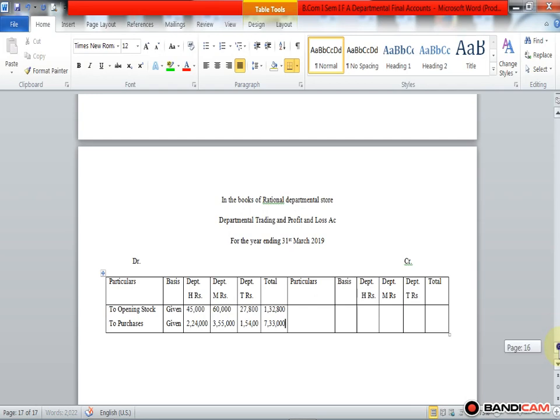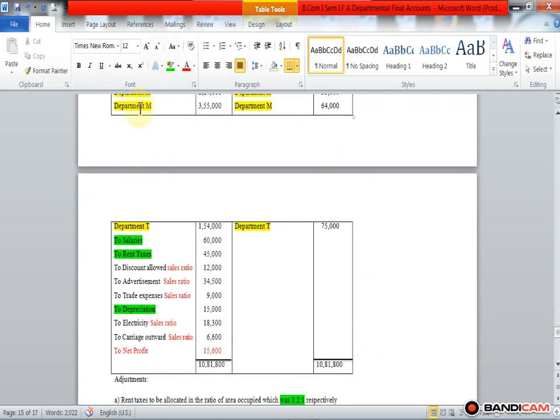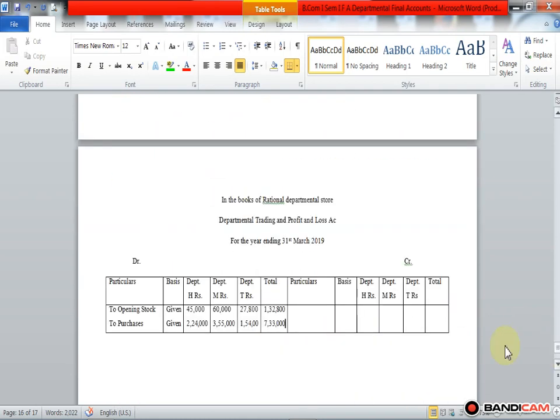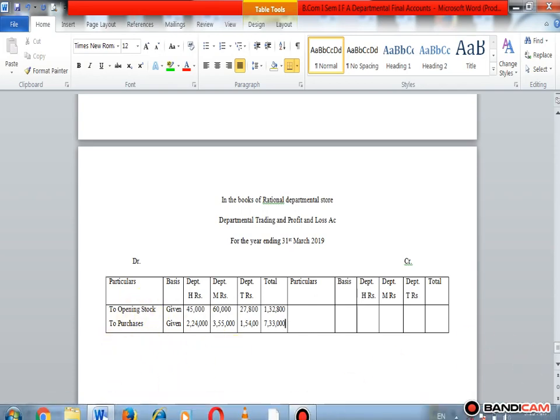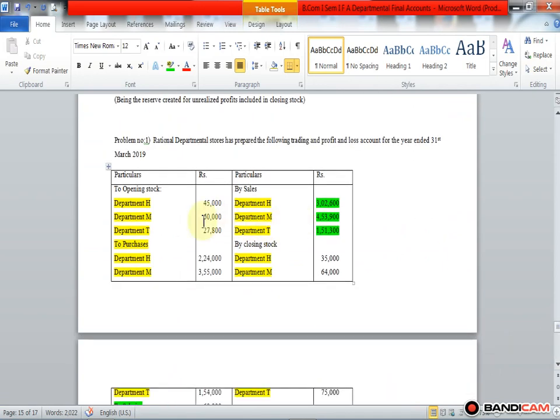Then we find out the items related to trading account. Here only two items are related to trading account, that is opening stock and purchases. No other direct expenses are given here. If given, we write them here. For example, if direct wages or direct expenses are given, we transfer them to the debit side of trading account. But in our problem the direct expenses are not given, only two items related to trading account are given here, that is opening stock and purchases.